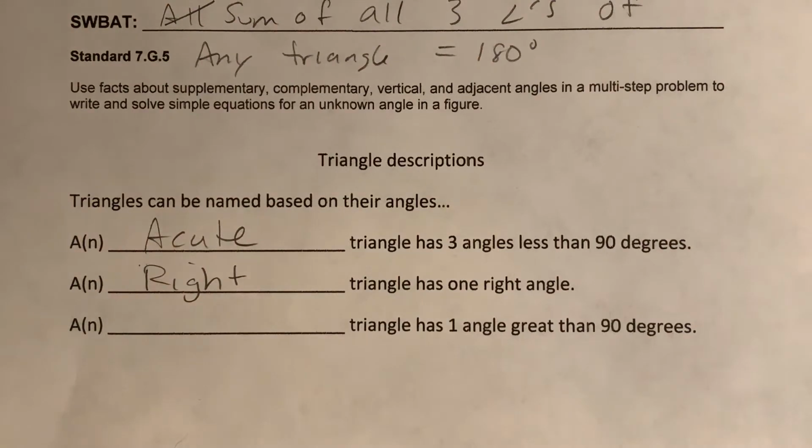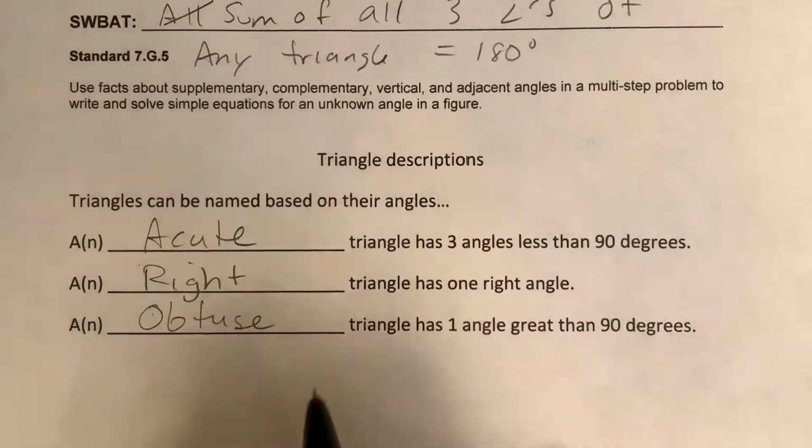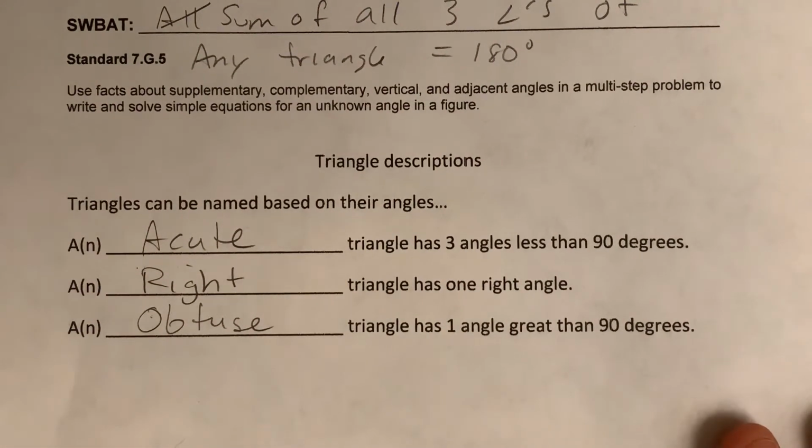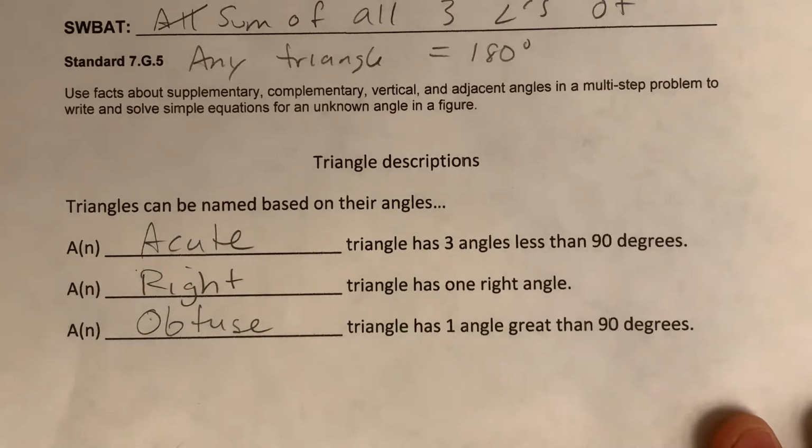You remember that. And then if a triangle has one angle that's greater than 90 degrees, it's going to be called obtuse. It cannot have more than one obtuse angle because, of course, that would be over 90 degrees for the two, which equals more than 180. It leaves no degrees left for that third angle, so you can't have that.